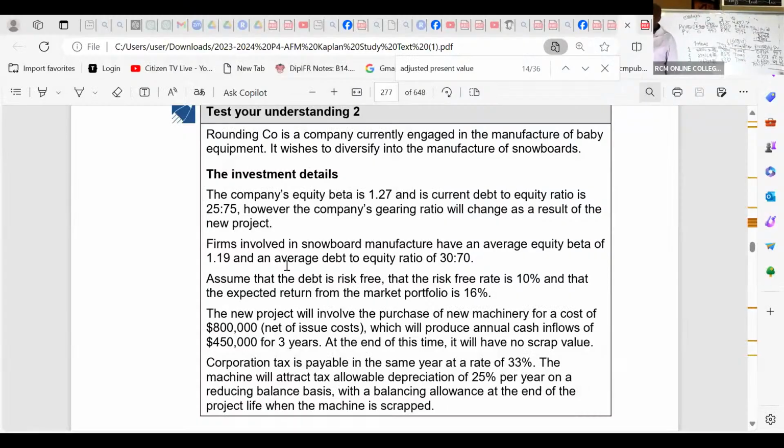Great. Now, ladies and gentlemen, from that, I would want us to go straight away to the investment details. The company's equity beta is 1.27, and its current debt to equity ratio is 25.75. However, the company's gearing ratio will change as a result of the new project. Firms involved in snowboard, this new industry, have an average equity beta of 1.19 and an average debt to equity ratio of 30:70. Assume that the debt is risk-free, that the risk-free rate is 10%, and that the expected return from the market portfolio is 16%.